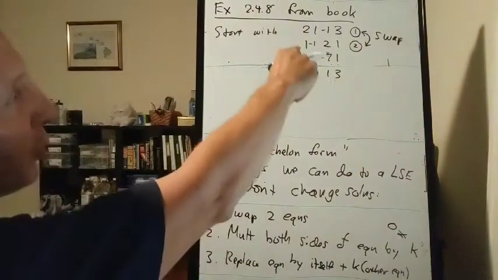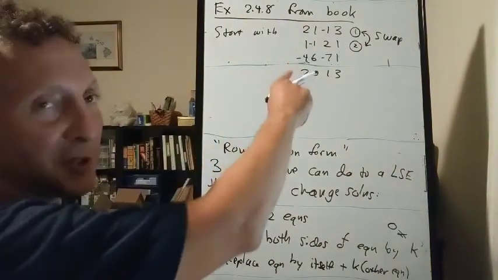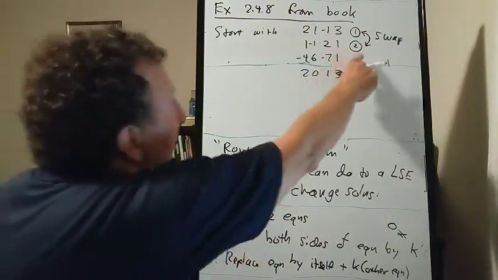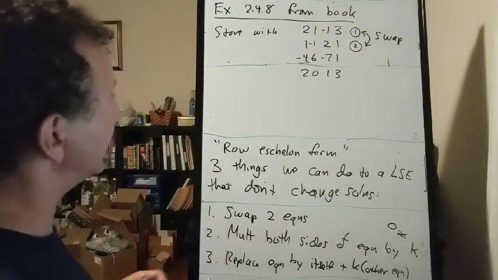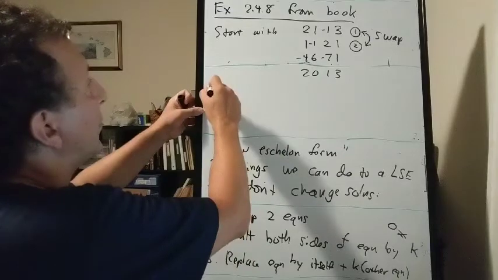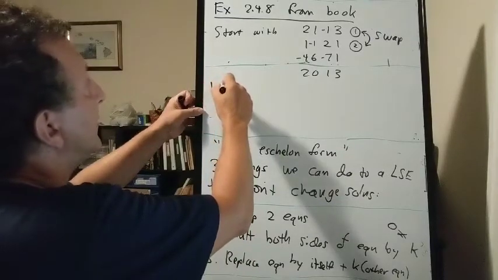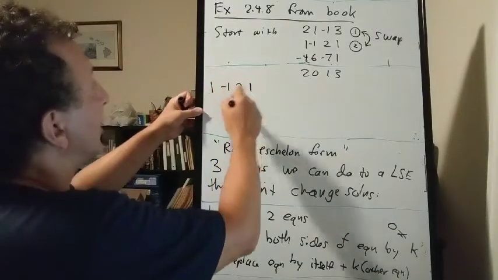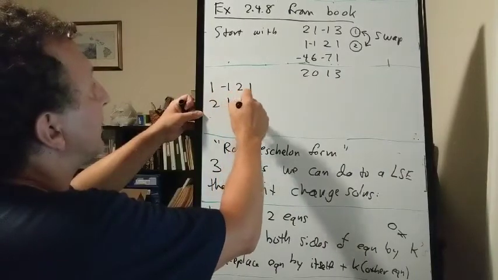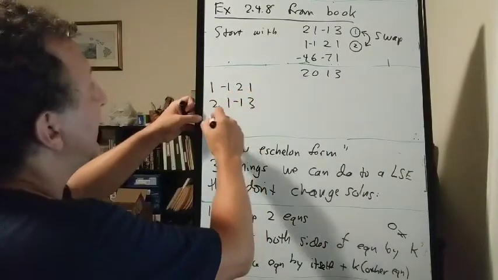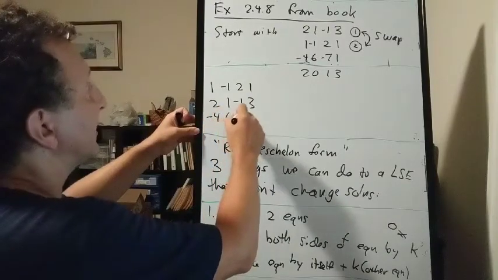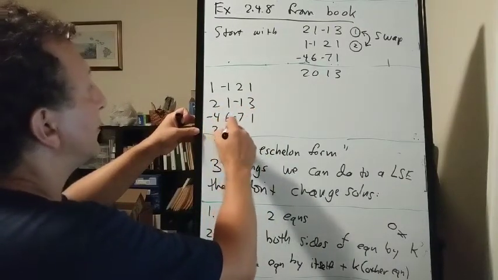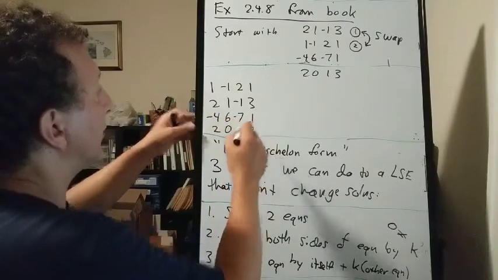So I'm going to circle 1 to mean equation 1. I'm going to circle 2 to mean equation 2. So we're going to swap equations 1 and 2 here. And then we get 1, negative 1, 2, 1, 2, 1, negative 1, 3. And the other two equations stay the same. Negative 4, 6, negative 7, 1, 2, 0, 1, 3.